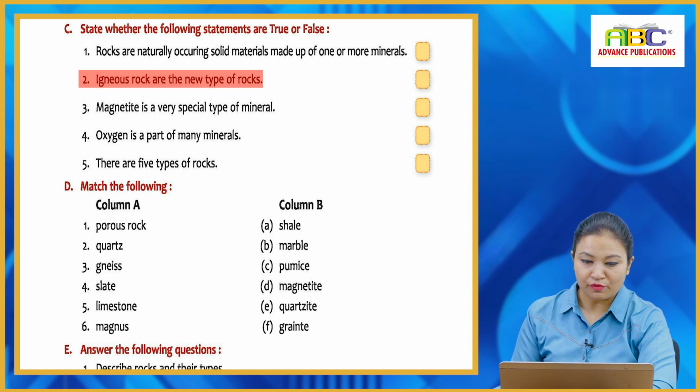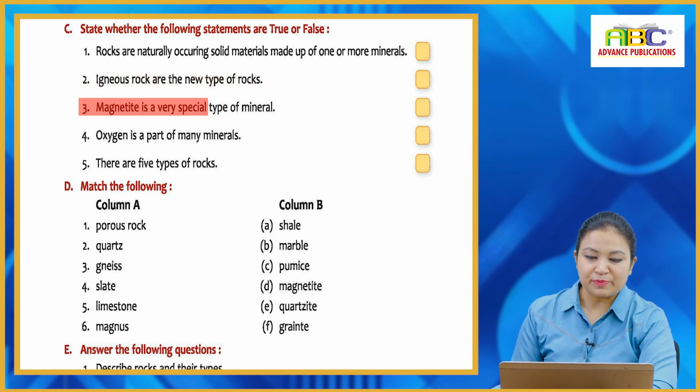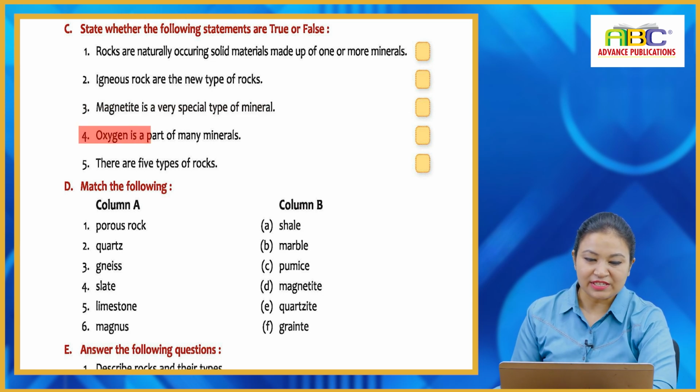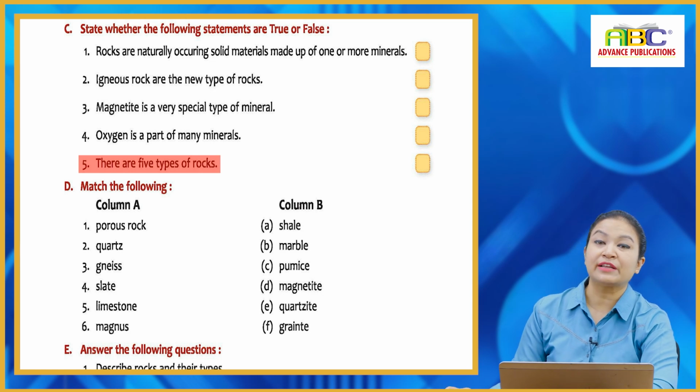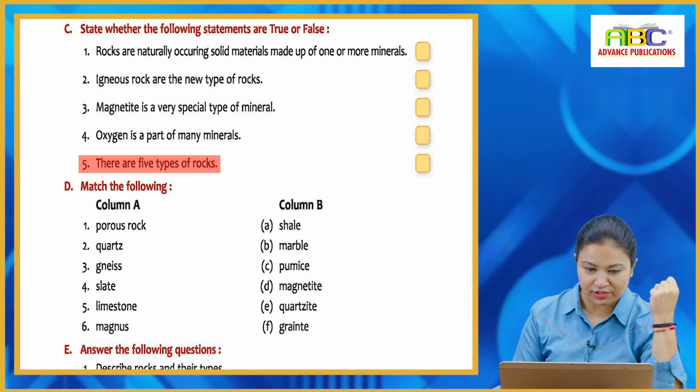Second, igneous rocks are a new type of rock. No, it is not true. You will write false here. Third, magnetite is a very special type of mineral. Is it true or false? It is true. Fourth, oxygen is a part of many minerals. It is also true. Fifth, there are 5 types of rocks. It is not true. There are only 3 types of rocks.